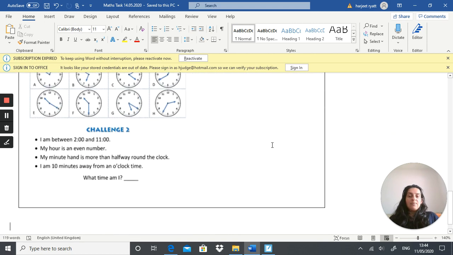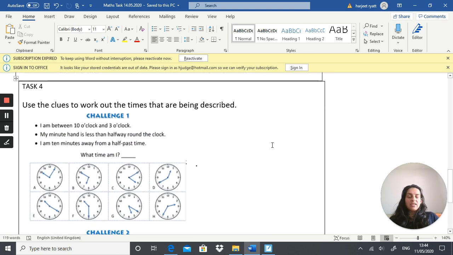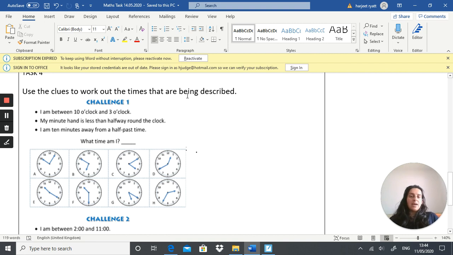And finally, for task 4, you have 2 challenges. Okay, so use the clues to work out the times that are being described. So it says, I am between 10 o'clock and 3 o'clock. My minute hand is less than halfway around the clock. I am 10 minutes away from the half past time. What time am I? And it's one of these options here. So you need to look at the clues and work out which time challenge 1 is referring to.